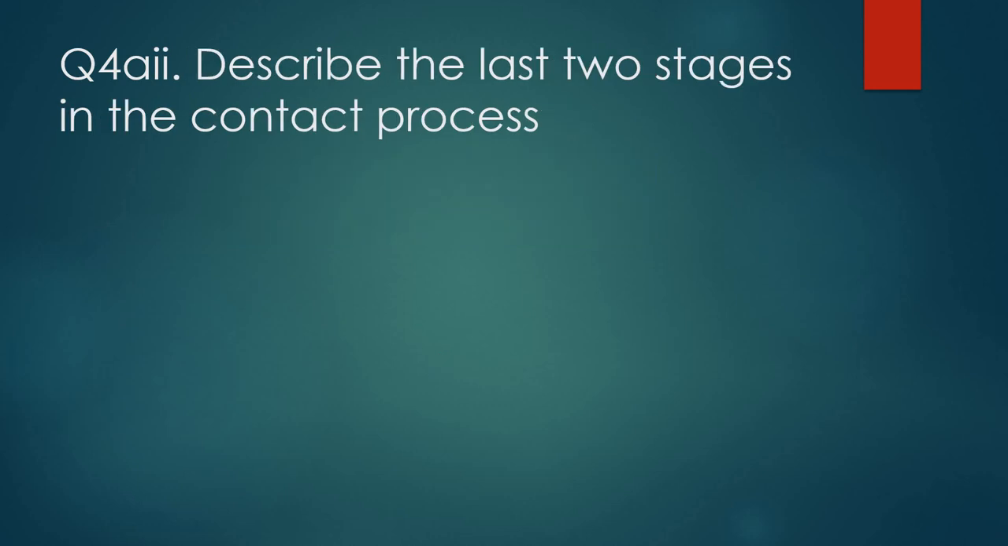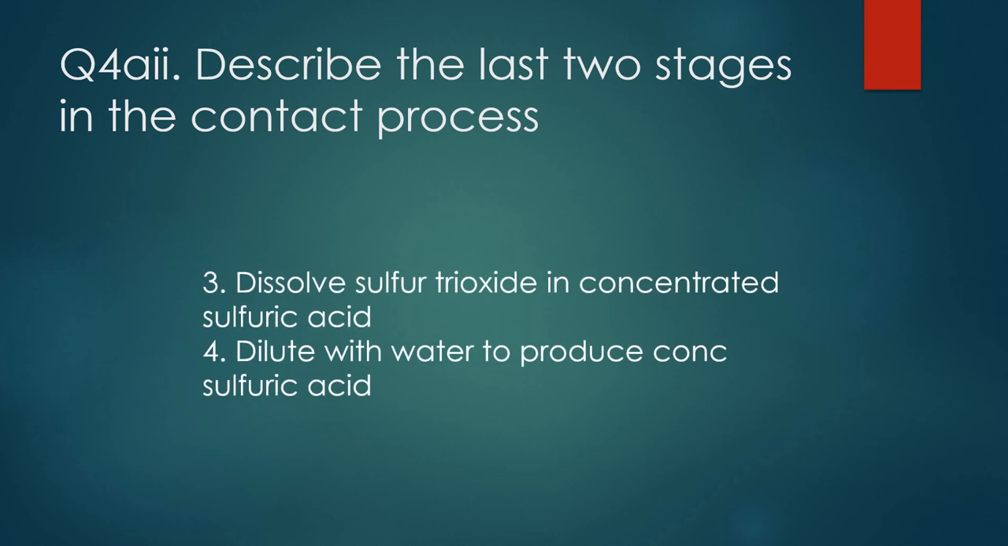Describe the last 2 stages in the contact process. So stage 3 would be that we would dissolve sulfur trioxide in concentrated sulfuric acid, and stage 4 would be that we would dilute this with water to then produce concentrated sulfuric acid.